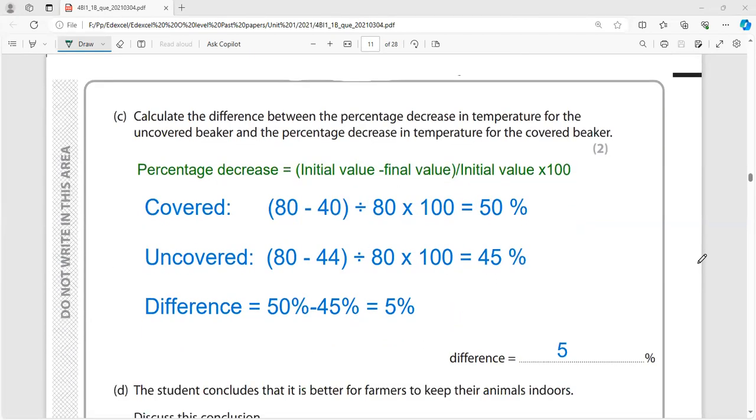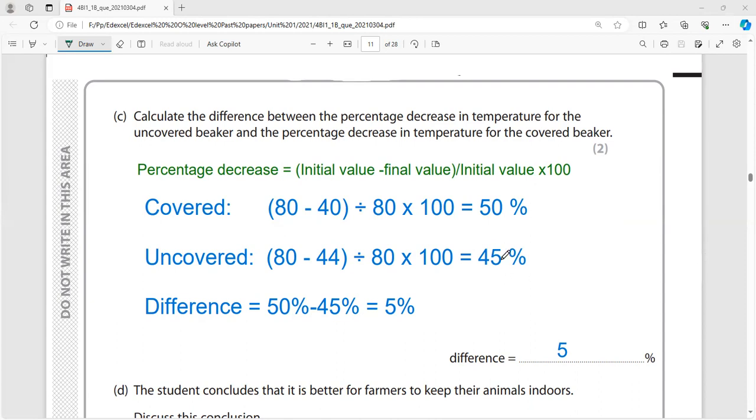The next question is to calculate the difference between the percentage decrease in temperature for the uncovered beaker and the percentage decrease in temperature of the covered beaker. For percentage decrease, the formula is initial value minus final value, divided by initial value, multiplied by 100. Be careful whether the examiner asks for percentage decrease or increase. For a percentage increase, you use the opposite: final value minus initial value, divided by the initial value, multiplied by 100.